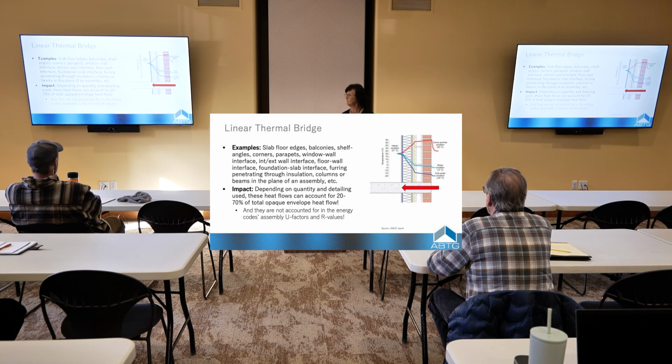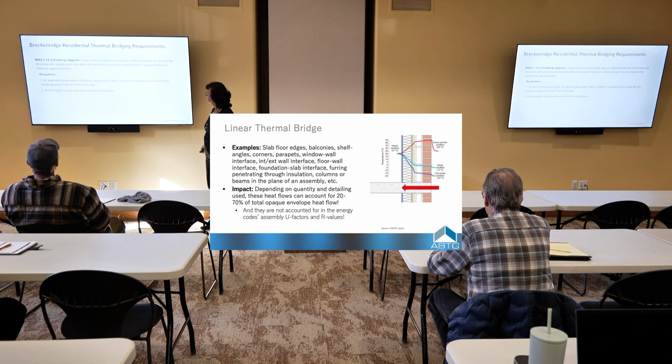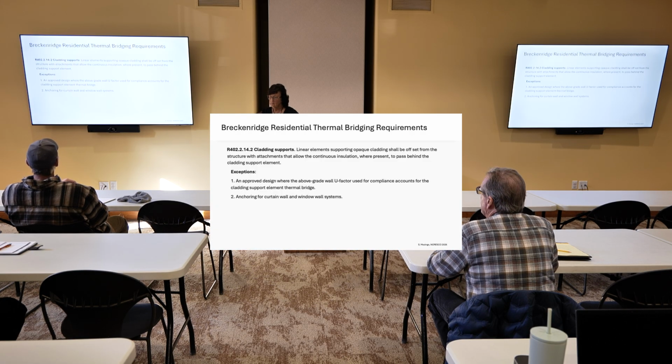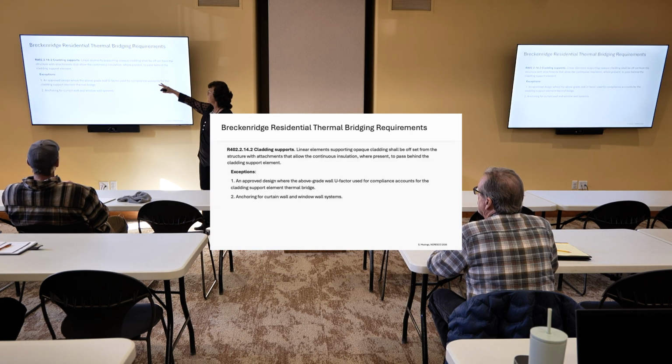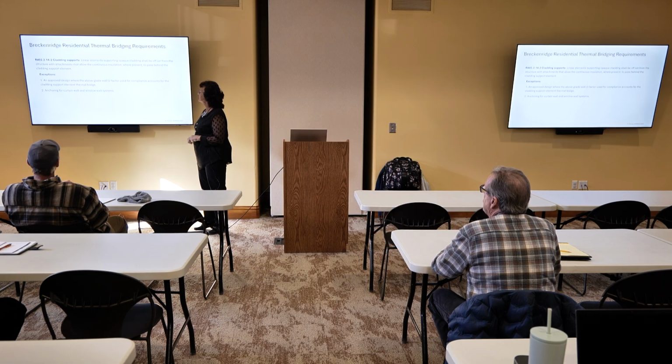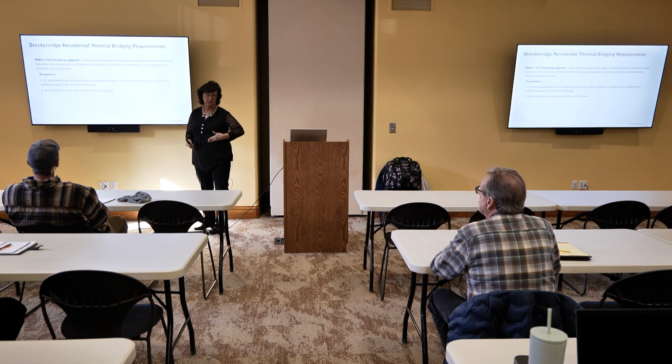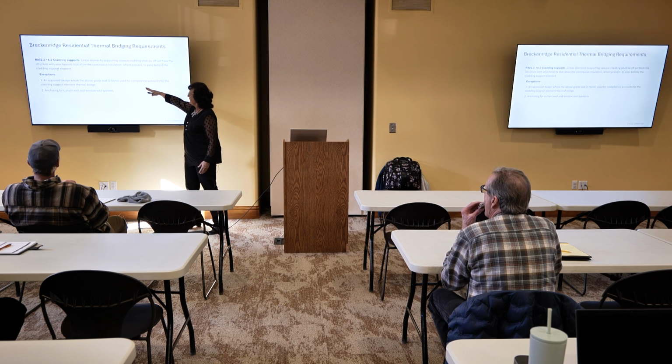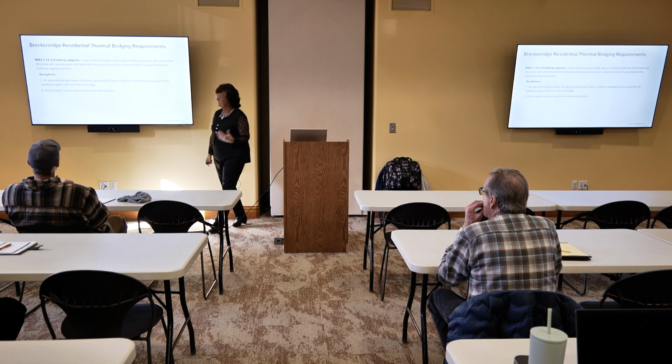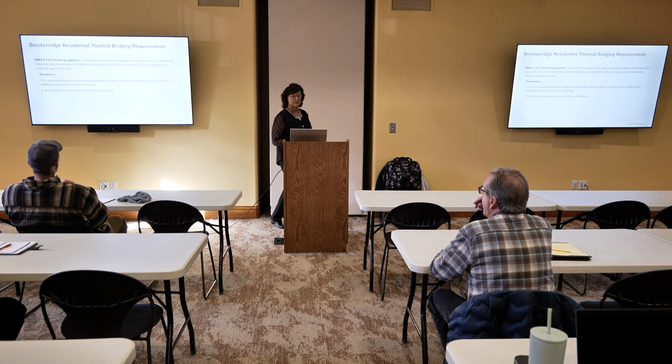Right? That is a requirement for you, and your construction documents need to provide a detail. You're going to get a checklist that says, yes, I provided that detail, so that you know what you have to provide. Cladding supports: linear elements supporting opaque cladding shall be offset from the structure with attachments that allow continuous insulation to be continuous, right? Not Z strips or any of that, unless you have an approved design where the U factor is accounted for.